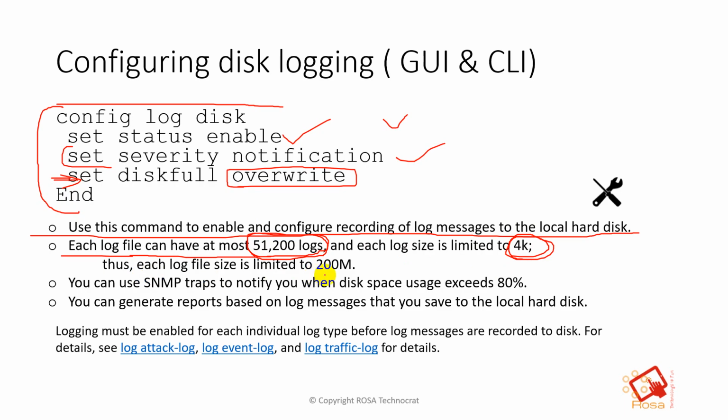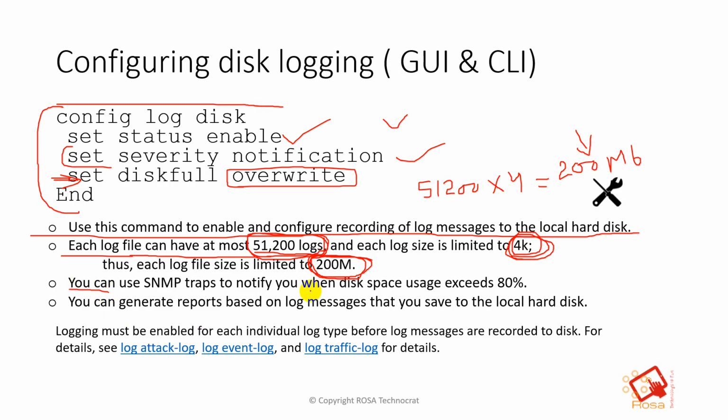Thus, each log file size is limited to 200 MB. That means one file size can be 200 MB. So one log size can be 4 KB. Maximum number of logs can be 51,200. So 51,200, multiply by 4, and this will come to around 200 MB. So the maximum log file size on FortiWeb will be 200 MB, and after every 200 MB the file will be rotated and a new log file will be created.